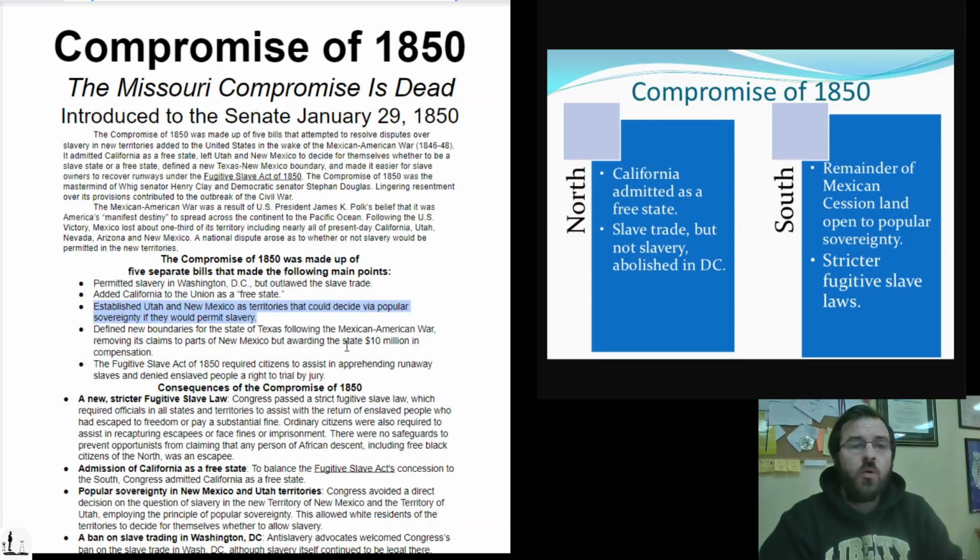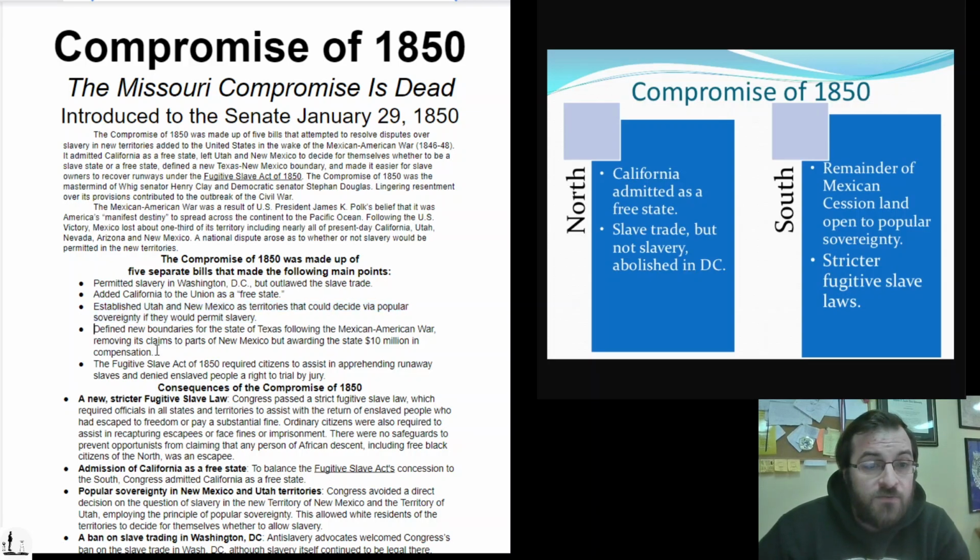Utah and New Mexico were territories, but these territories would be allowed to use popular sovereignty. They get to use their own power, sovereignty. They're going to do it popularly. They're going to get to vote. So they were going to vote by popular vote on whether or not they would have slavery. Popular sovereignty is going to play a role in future events. It defined new boundaries for the state of Texas following the Mexican-American War, removing its claims to parts of New Mexico, but awarding the state $10 million in compensation.